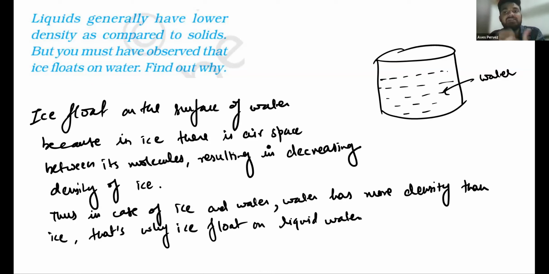If the bottle is of glass, then it can break the glass also, because when ice is formed, the volume increases. Volume increases means density decreases. If there is more volume, then density will decrease. So we can say that when water gets converted into ice, the density decreases. So you can do this experiment at your home also.